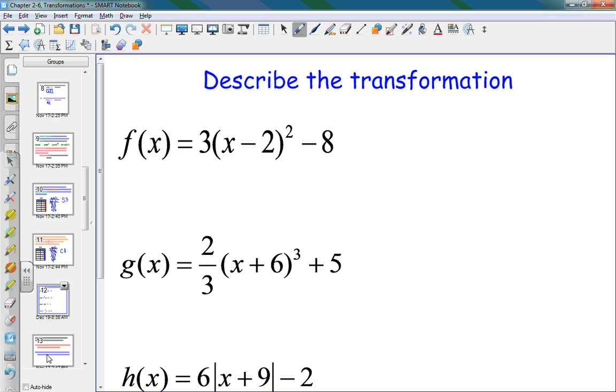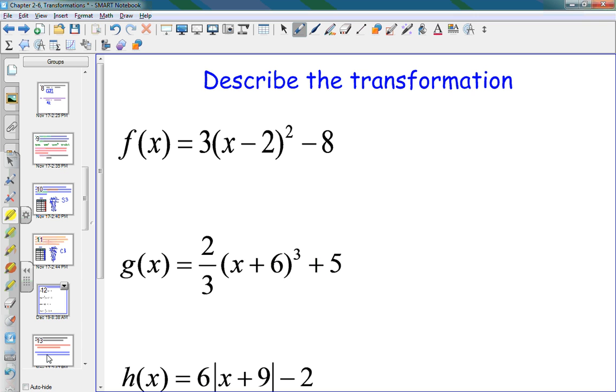The line family, which is y equals x. What's the next family? Y equals x squared, which is the U family. What's the next family? Y equals x cubed, which looks like spaghetti. And the last one? Y equals the absolute value of x, which looks like the V. Do we all understand this? Yes or no?